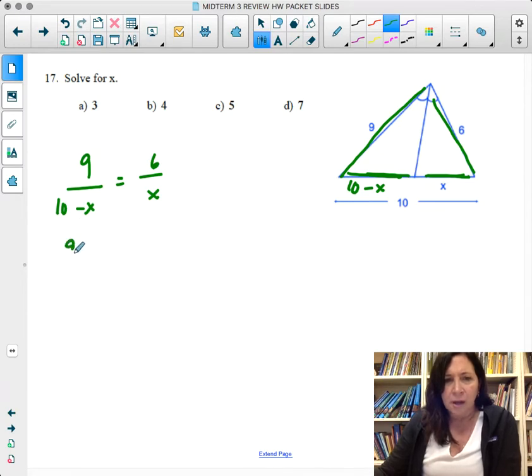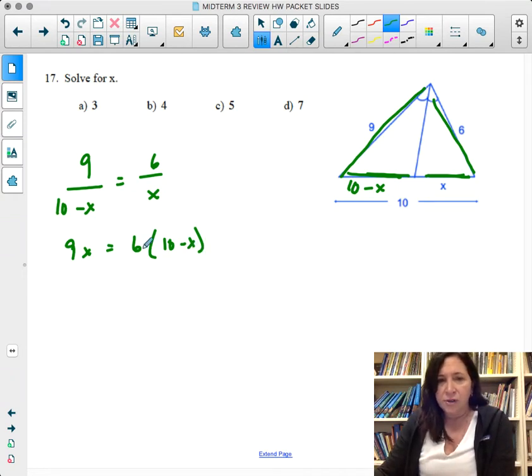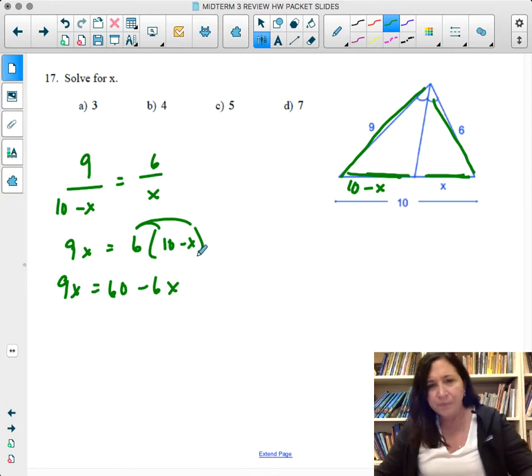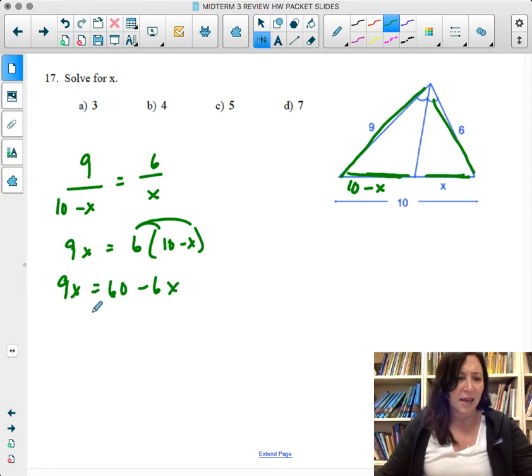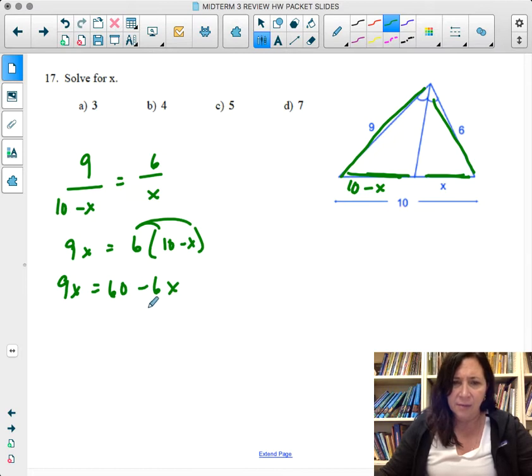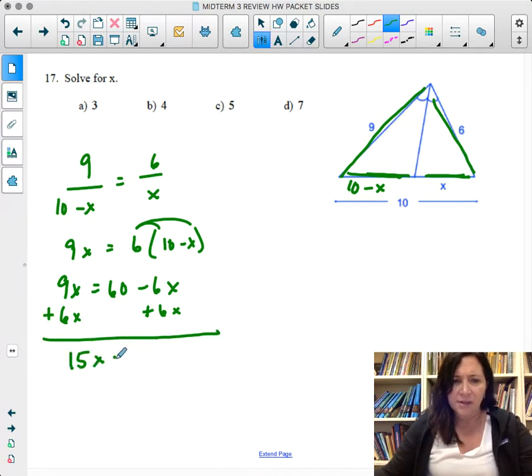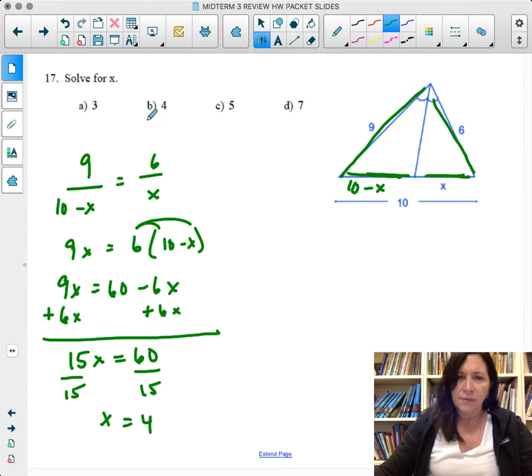I'm going to cross multiply. I get 9x is equal to 6 times 10 minus x. I'm trying to solve for x, and I notice that I have x's over here too, so I need to distribute that. So I have 9x is equal to 60 minus 6x. I'm going to add 6x to both sides. And so here I'm going to get 15x is equal to 60. I'm going to divide both sides by 15. So x is equal to 4. So my answer is 4.